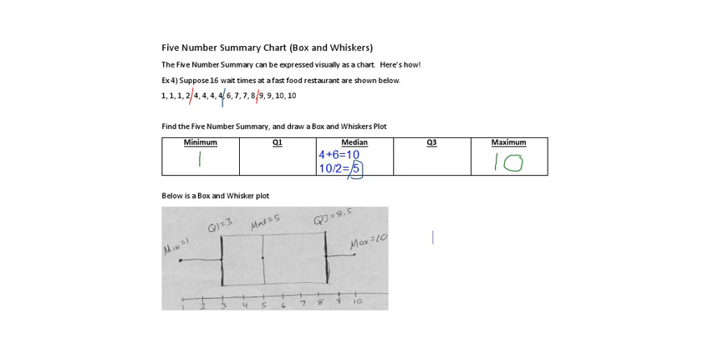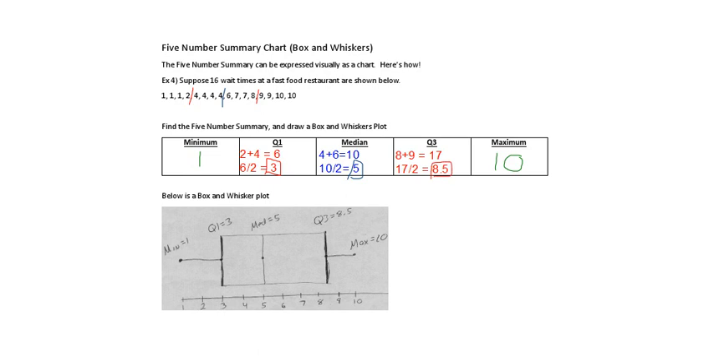All right, next is Q1. For Q1, we can do 2 plus 4, which is equal to 6. Then do 6 divided by 2, which is equal to 3. So Q1 is equal to 3. Then also for Q3, we can do 8 plus 9, which is 17. Then 17 divided by 2, which is equal to 8.5. Yes, you can have a decimal for this. It does happen sometimes.